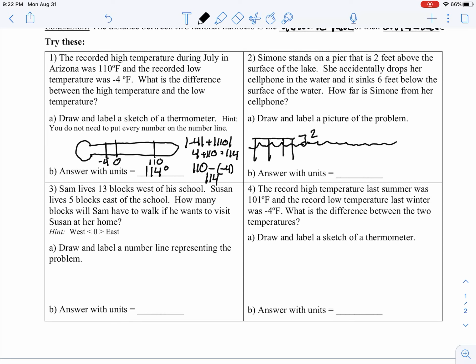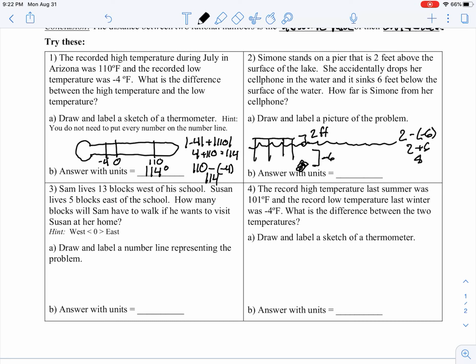So this little space right here we know is 2 feet. And then she drops her cell phone. And it is 6 feet below the water. So below is going to indicate this is -6 below the water. So once again, we're just going to find the difference between these two, and we can do this either way. So we can take our 2 feet minus our -6, which is going to be 2 plus 6, which gives us 8.